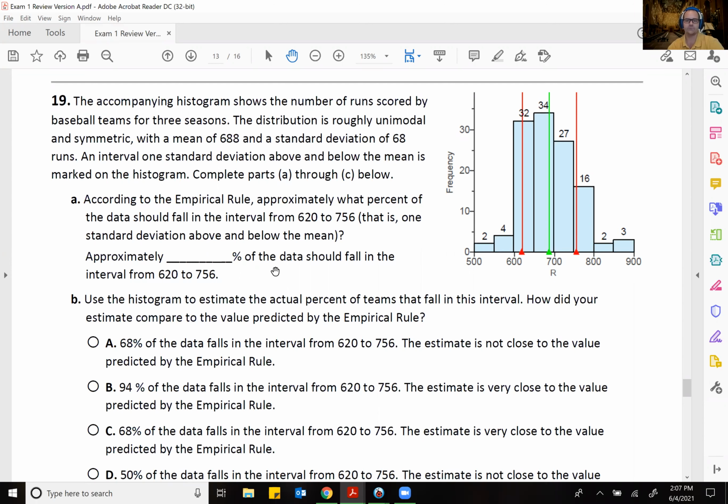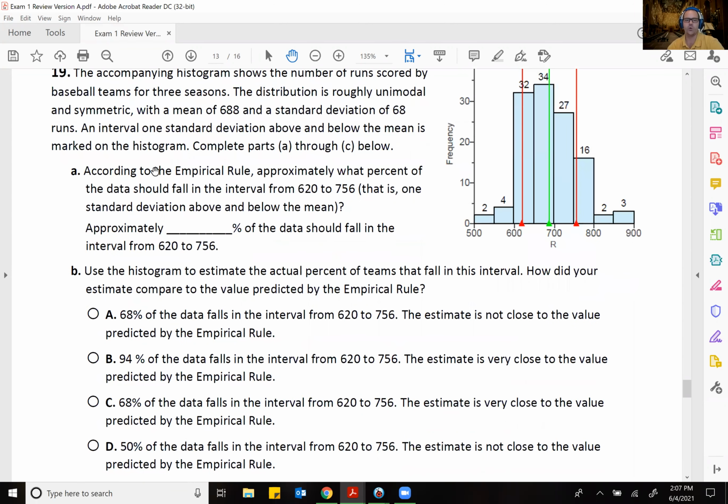So let's talk about our information. According to the empirical rule, approximately what percent of data falls between 620 and 756? That means 1 standard deviation. How much of my data is there? 68%. That's what they want. So between my 2 red markings here, that is 68% of my data.